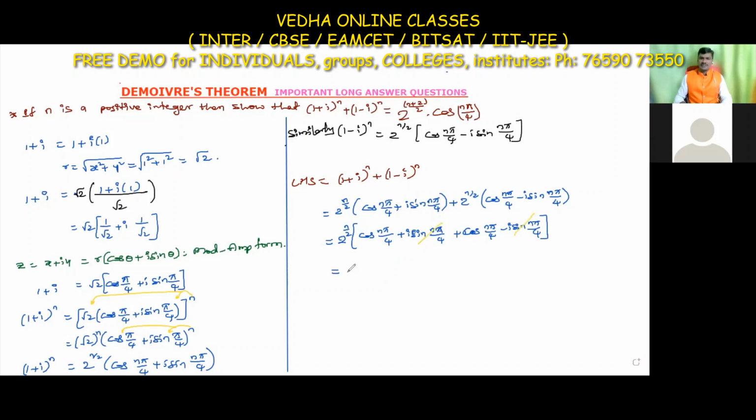Okay. Now this is equal to 2 to the power n by 2 into cos plus cos, that is 2 cos n pi by 4. Okay, 2 power n by 2 into 2 power 1. So this is equal to 2 to the power n by 2 plus 1 into cos n pi by 4. The LCM is 2, so it is 2 to the power n plus 2 by 2 into cos n pi by 4.